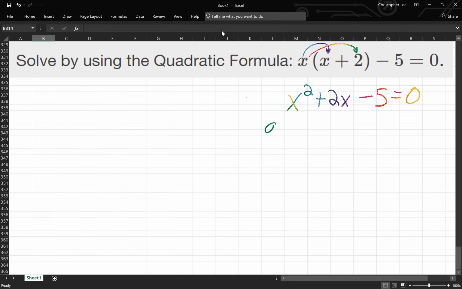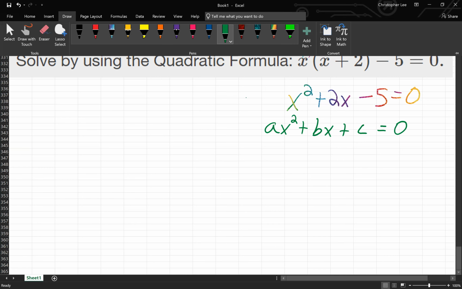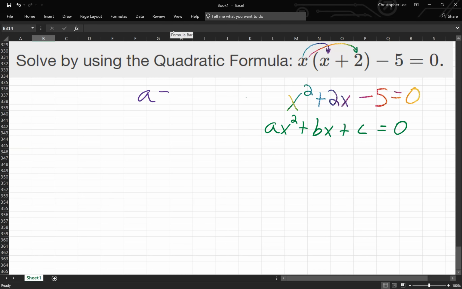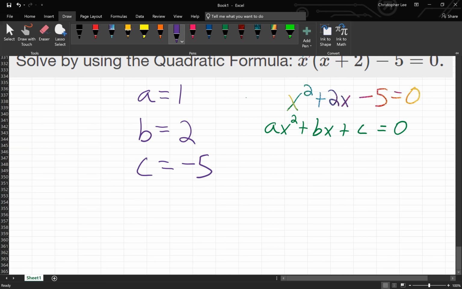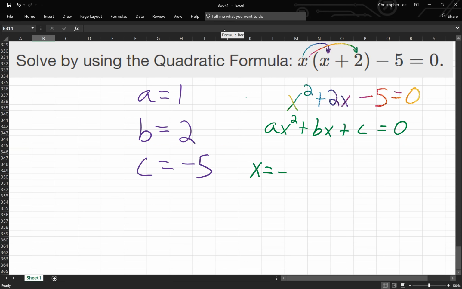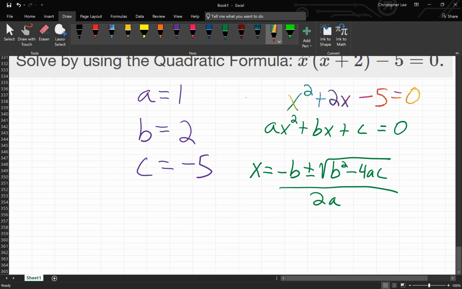So standard form is ax squared plus bx plus c is equal to 0, right? That being said, somebody help me out. What's a? 1. What's b? 2. And what's c? -5. Excellent. Right after that, go straight into the formula. x is equal to negative b plus or minus the square root of b squared minus 4ac, all divided by 2a, right? And then just plug it in. Real simple, real nice.